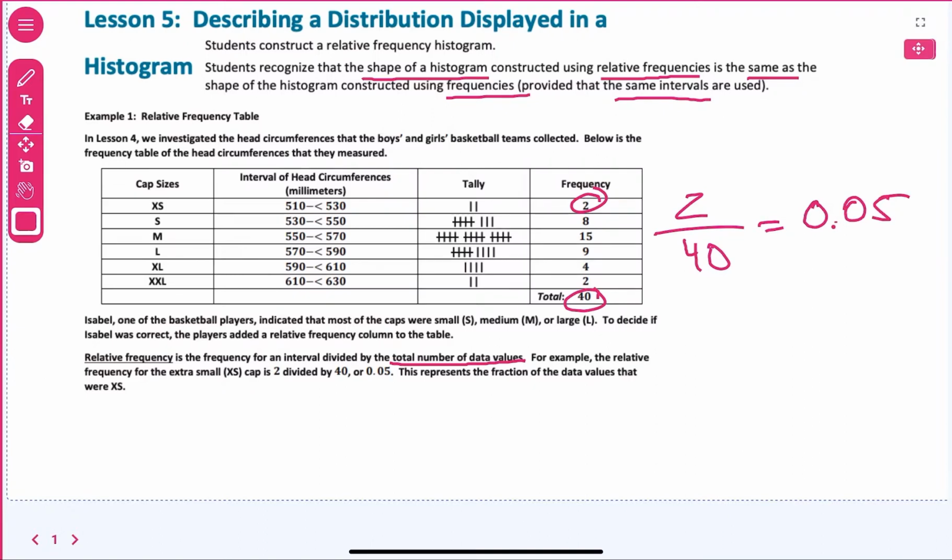And how do we get that? We just divide it. Remember, to go from a fraction to a decimal, you just do what it says, 2 divided by 40. This represents a fraction of the data values that were extra small. So there's only 5/100ths of the values that are extra small.